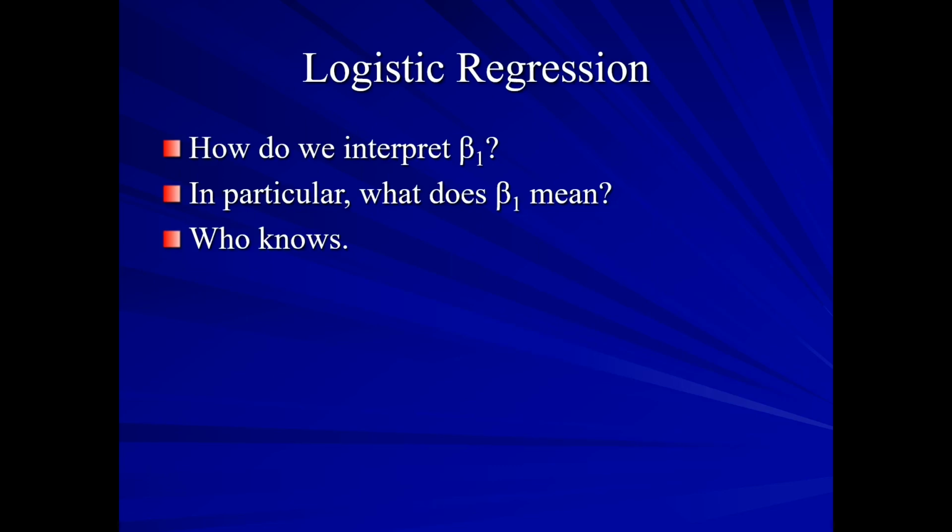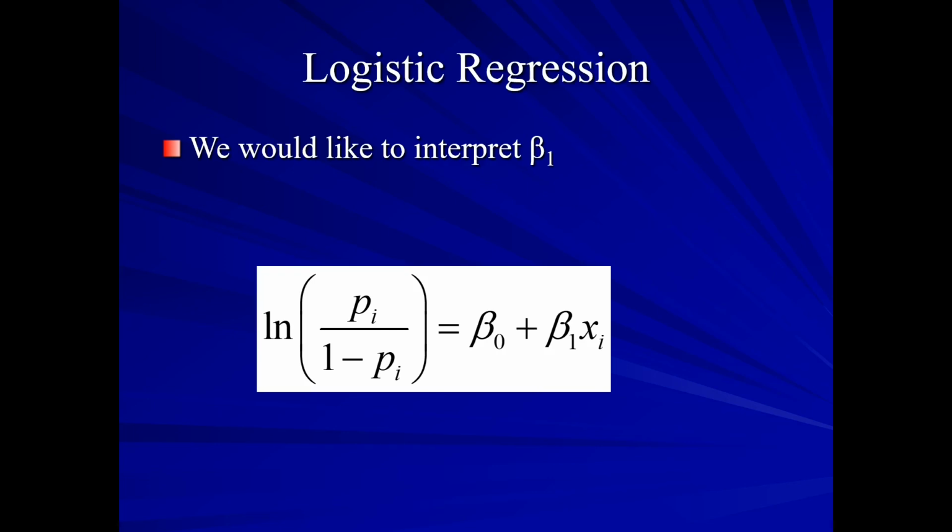So how can we interpret beta 1? What does beta 1 actually mean? Well, we have no idea. Beta 1 in this case has no meaning. Okay, we'd like to interpret this natural log of pi over 1 minus pi that equals beta 0 plus beta 1 xi, but there's a problem here.